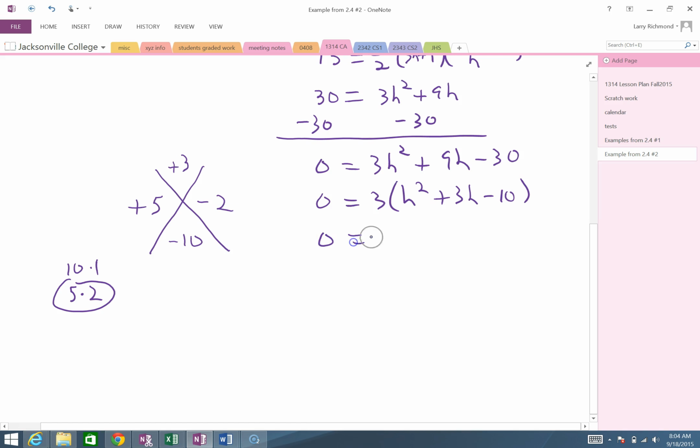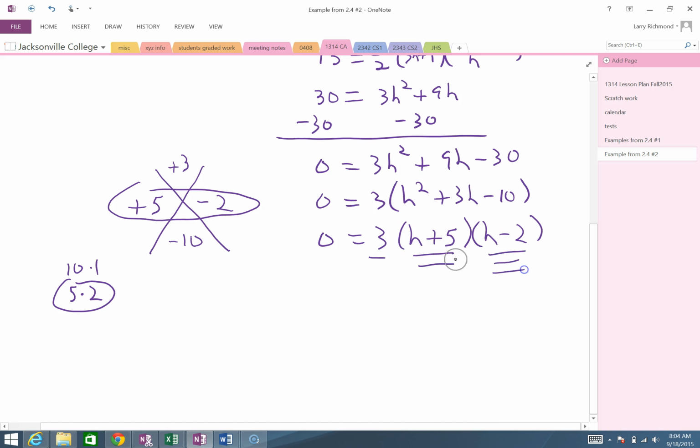So we have 0 equals 3, two parentheses. We know we need our h, and we're going to have plus 5 and minus 2. Now, we have these three factors equaling 0. Well, the 3 doesn't matter. We know that 3 cannot equal 0, so we don't even have to worry about that. We're looking at these two factors equal 0. I'll set both of them equal to 0. h plus 5 equals 0, and separately, h minus 2 equals 0.